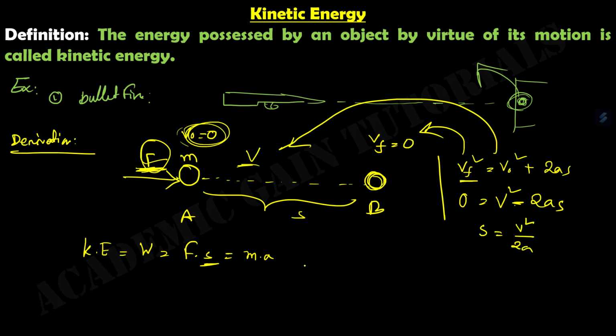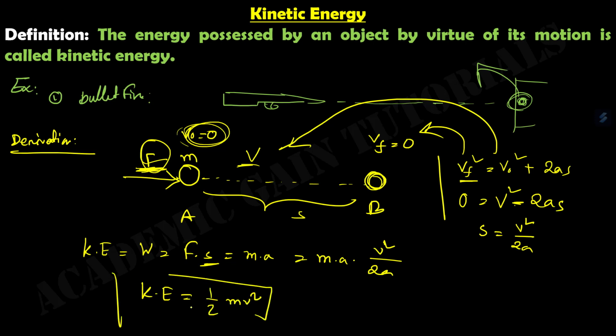So if we put this value there, we'll get ma into v square by twice a. So if we cut down the a and a, we'll find out the kinetic energy equals to half of m v square. This is the formula for finding out kinetic energy. So we have to remember this formula. So we derive the formula for kinetic energy.